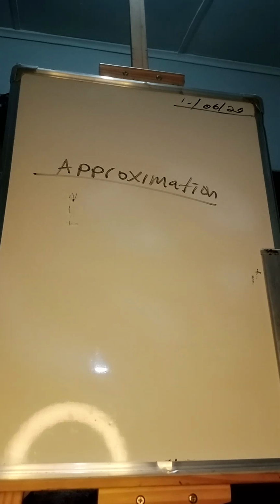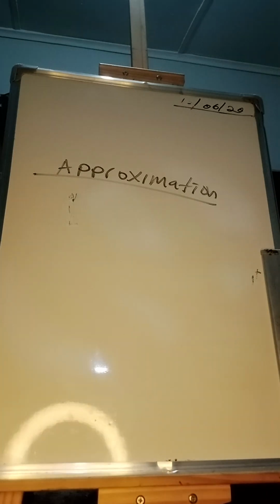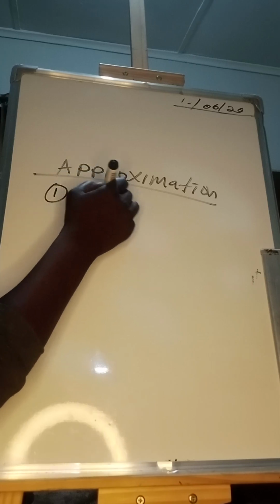This topic carries 4 marks. You find it on question 12, somewhere up to question 19, between those numbers. Basically it involves formulas. You need to master some formulas in order for you to survive. The first formula you need to know is absolute error.